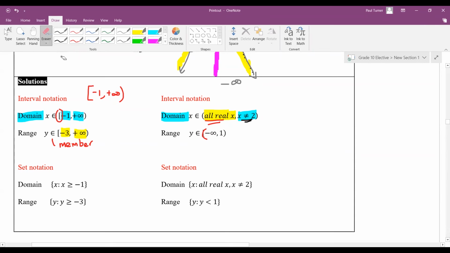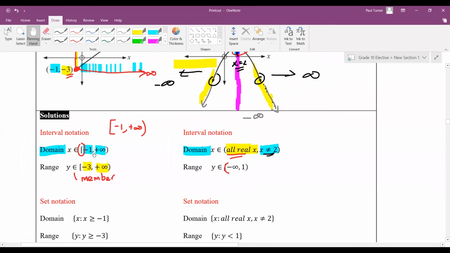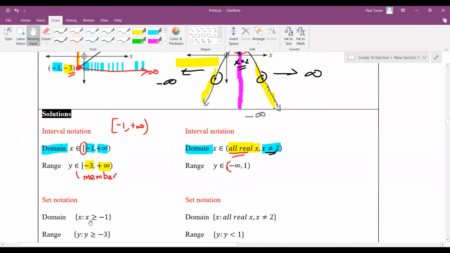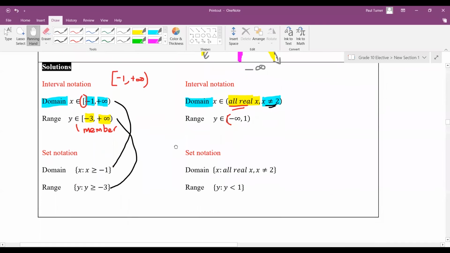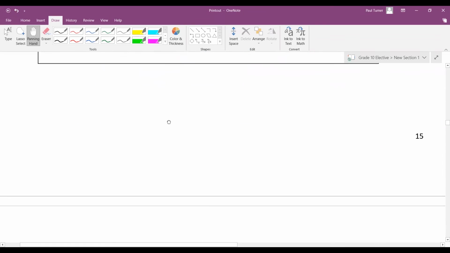Your set notation is what I just showed earlier. X such that x is greater than or equal to 1. So that's the same as this one. And y is greater than or equal to -3. That's the same as that one. And same for this one here. But that's something you can look at more yourself a bit later.